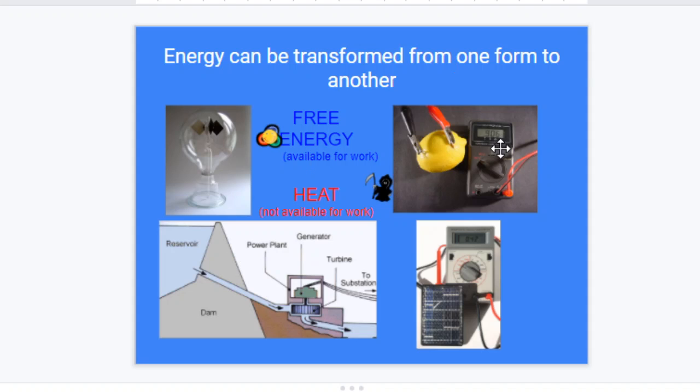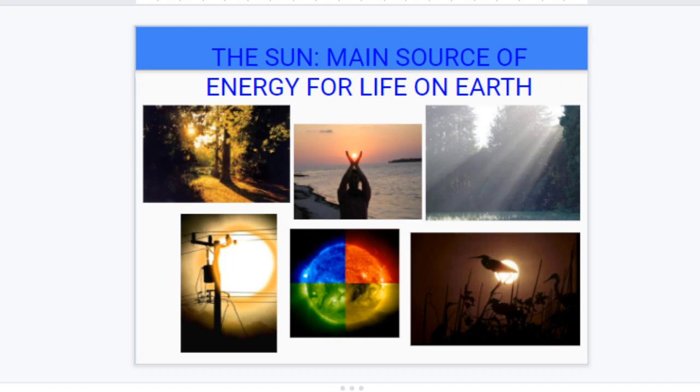And energy can be transferred from one form to another, as we learned earlier. So we have free energy, which is available for work, and we'll have heat, which is not available for work. So heat is very different from energy, okay? And the sun is the main source of energy for life on Earth, okay?